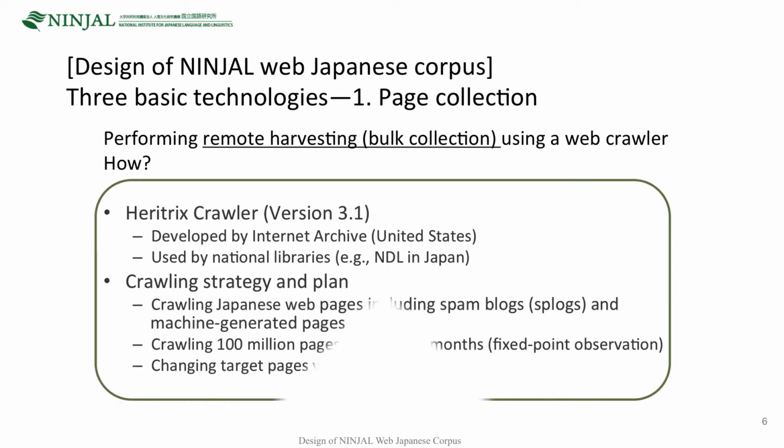We use the Heritrix crawler version 3.1. This tool was developed by the Internet Archive in the United States. The crawler is used by many national libraries, including the Japanese National Diet Library. Our crawling strategy is as follows. We crawl all types of Japanese web pages, including splogs, spam sites, and machine-generated pages. We crawl 100 million pages every 3 months as a fixed point observation. The target pages change each year.